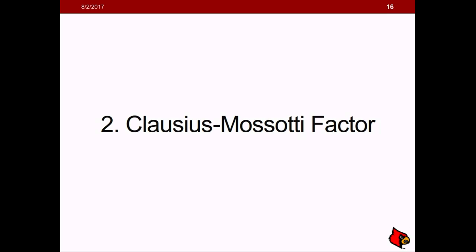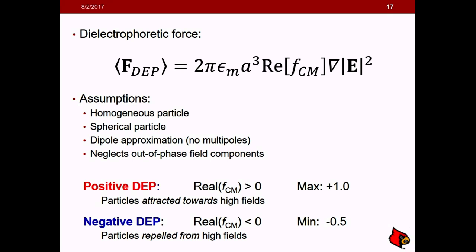So this leads us to the Clausius-Mossotti factor and its importance. We already talked about polarizability in the previous section, and now we can introduce the time average dielectrophoretic force with the following assumptions: a homogeneous particle, it's spherical, dipole approximation, and this is an in-phase field. If you deviate from any of these assumptions, corrections are out there, you can look them up, but this is a standard equation that is used just for some basic calculations and design methodologies.